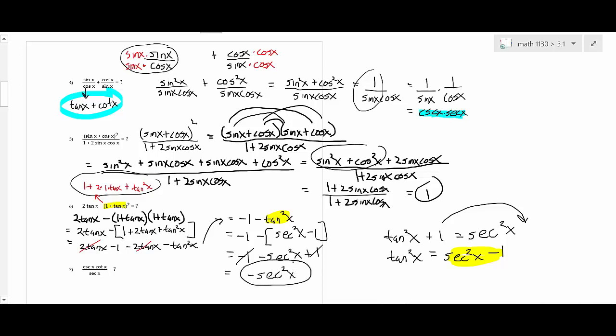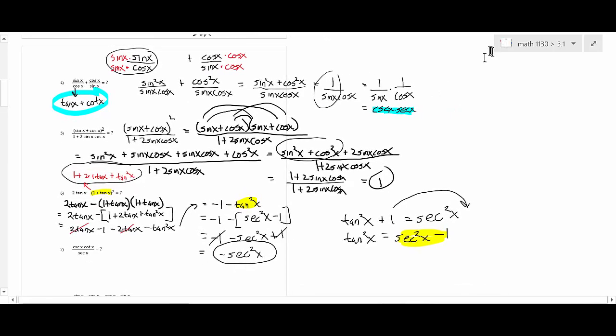So that would probably be as simple as you're going to get that right there. Okay, so that's the idea. When I see a tangent squared in there and I have a 1 in there, that's what makes me think about this identity right here. Okay, so you want to take that to that point.